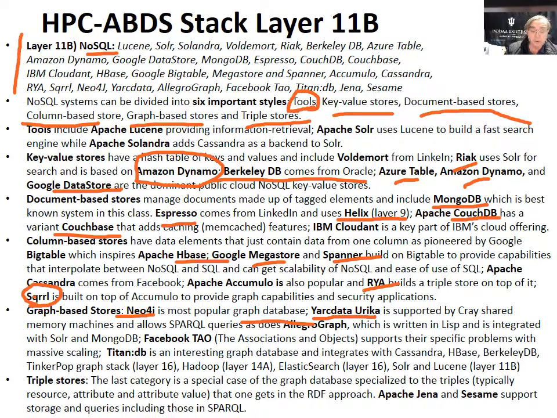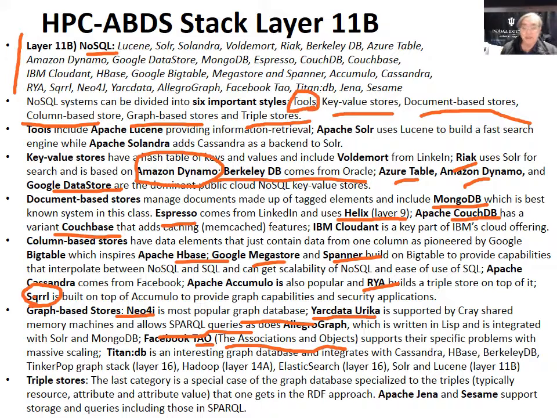There's an important W3C standard called SQL. Called SPARQL, not SQL, sorry. The analogy for graphs is SPARQL, where SQL is for traditional data, and SPARQL is specially aimed at triple stores. And AllegroGraph is a commercial system written in Lisp and integrated with MongoDB and Solr. Tao from Facebook, where Tao is an abbreviation for The Associations and Objects.